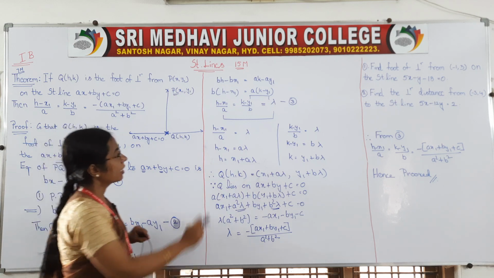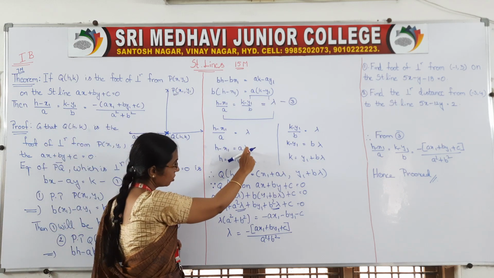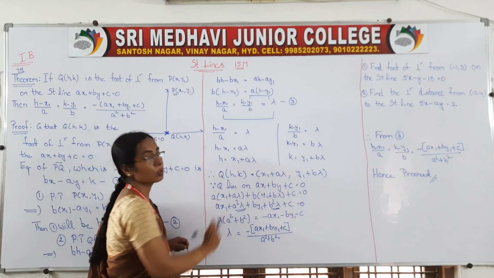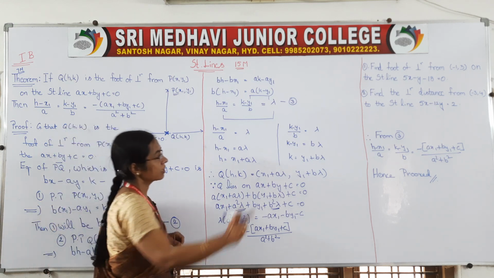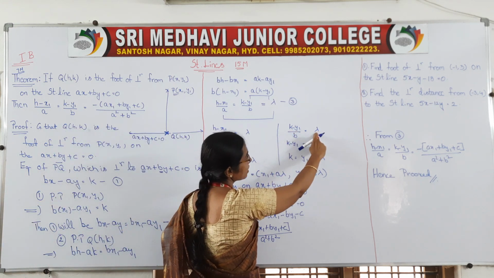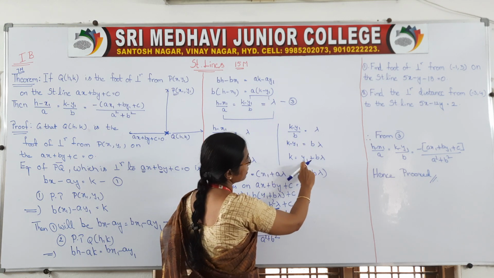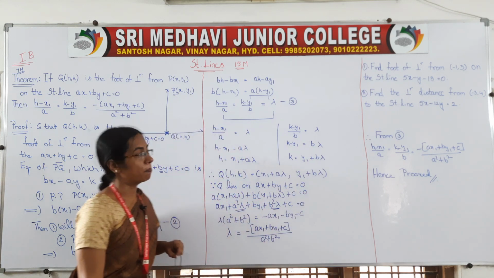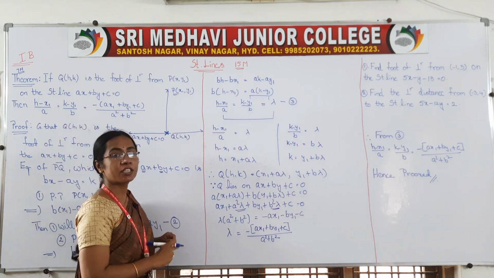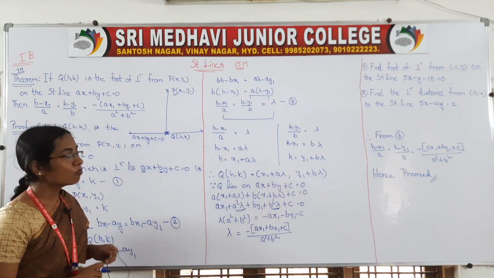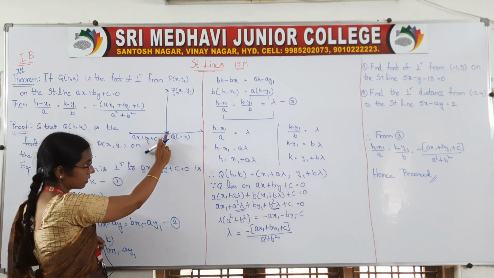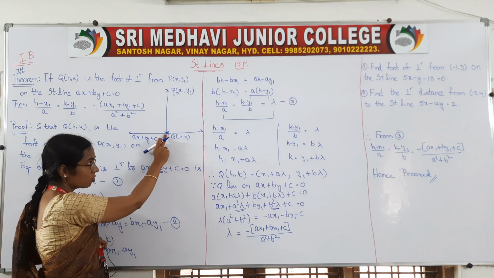Okay, so then h minus x1 is equal to a lambda, h is equal to x1 plus a lambda. Similarly, k minus y1 is equal to b lambda, k is equal to y1 plus b lambda. You got your (h, k), nothing but the foot of the perpendicular. This point you got it, and you know it very well.